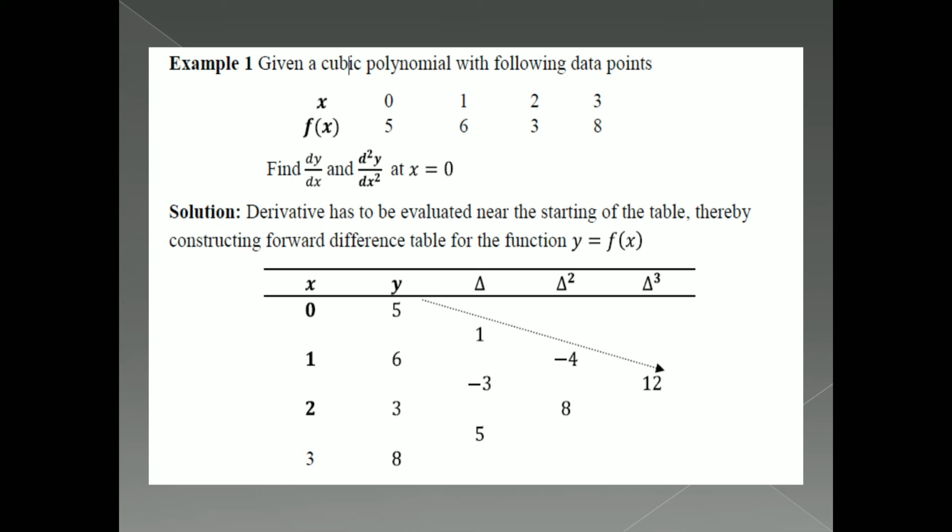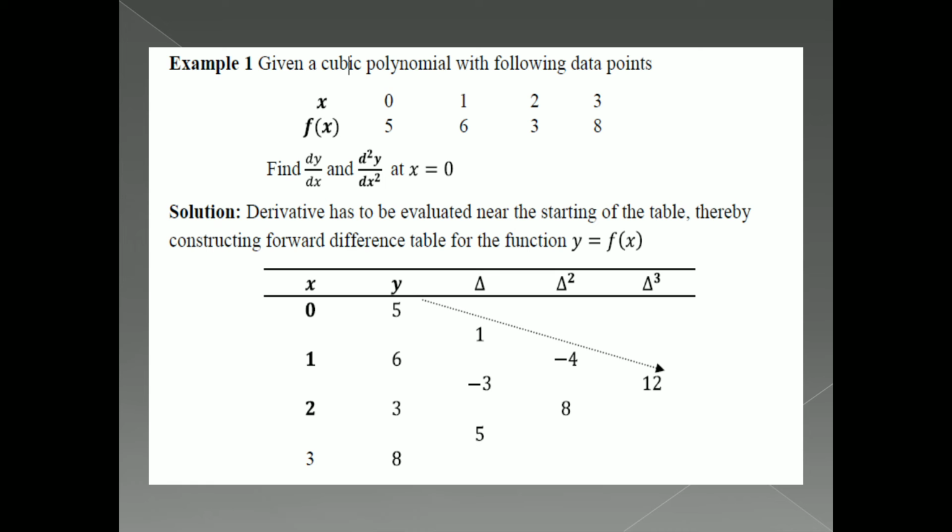When x is equal to 0, the value of f of x is 5. Similarly, when x is equal to 1, f of x is equal to 6. When x is equal to 2, f of x is equal to 3. And when x is equal to 3, f of x is equal to 8. From these given data points, we have to find the derivative of y with respect to x and the second order derivative of y with respect to x at x is equal to 0. At x is equal to 0 means this value lies near the beginning of the table.